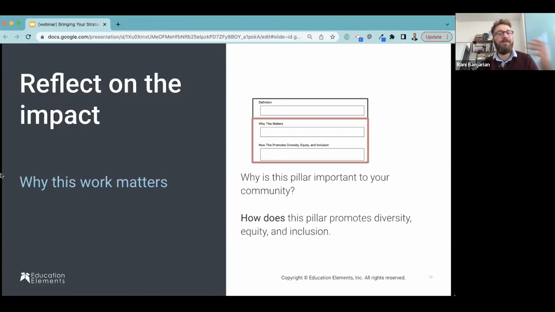And then think about all of the dimensions that this might be important for your community, thinking about all of the different subsets of your population demographics, thinking about does this focus area promote diversity, equity, and inclusion? Is this pillar really relevant to the community in the way that we've defined it and described it right now?